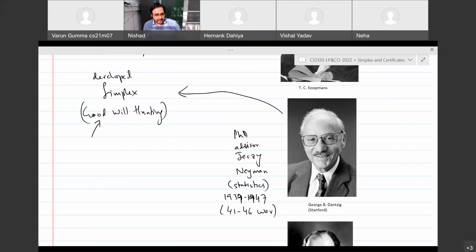He does say that the work he did in statistics actually helped him in coming up with a solution to the linear programming problem. So somehow, whatever work he did in his first year of PhD was actually applicable in coming up with the simplex method. Okay, so that's how he developed the simplex method.